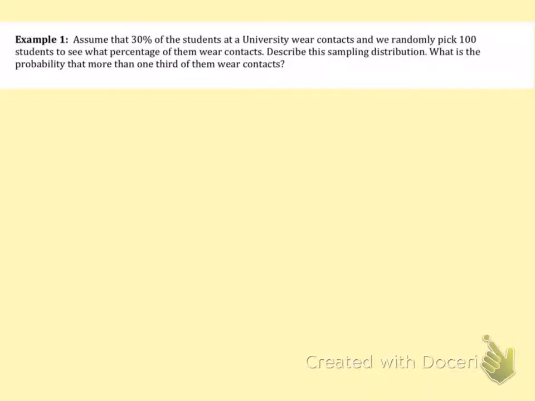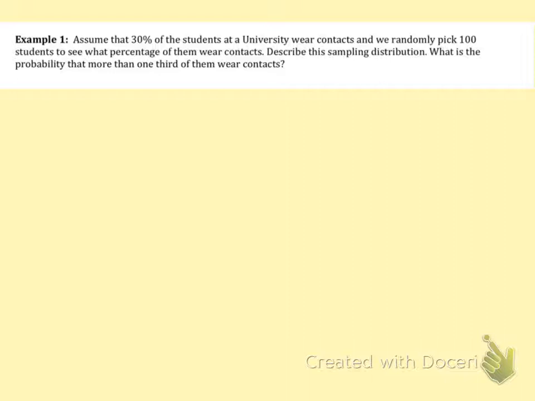Hi everyone, this is example 1 from chapter 13 in your student packet. It says, assume that 30% of students at a university wear contacts, and that we randomly pick 100 students to see what percentage of them wear contacts. Describe the sampling distribution. What is the probability that more than 1/3 of them wear contacts?